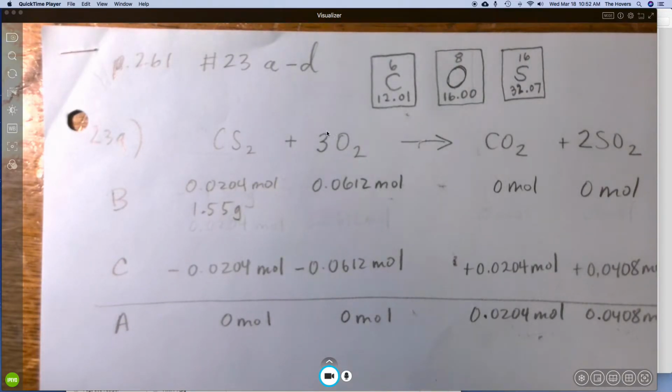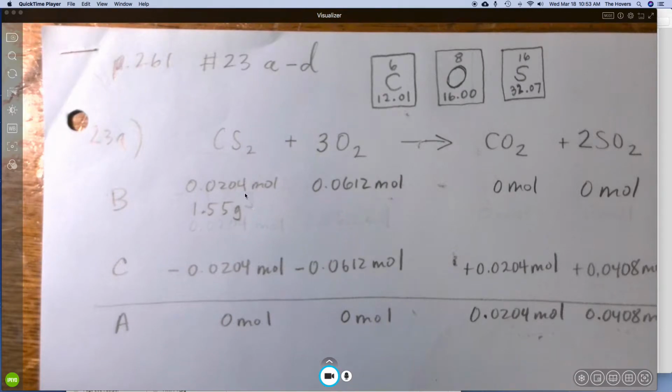And then our total for carbon is just, again, implied coefficient of 1 here. 1 carbon on each side. And then 2 sulfur atoms on each side of the equation because, again, we've doubled the sulfur dioxide molecule. So that's an important first step.